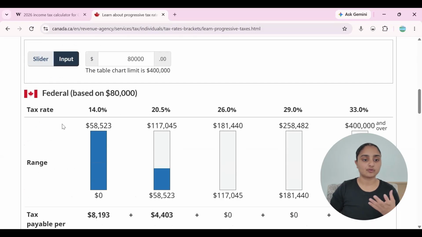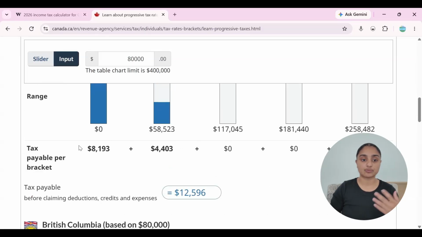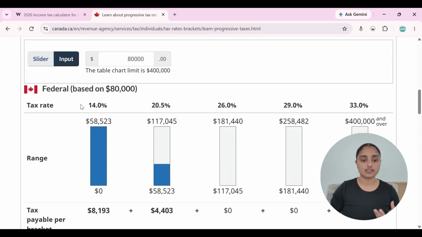Both parts are taxed separately, so we'll look at the federal part first. Basically how tax works in Canada is that you fill in each tax bracket first. For example, in this case, our income was 80,000. So you fill in up to 58,523, and that part is taxed at 14%. And then the remaining, 80,000 minus the 58,000, whatever's left, is the only part that goes into the next tax bracket, and that's the one that's taxed higher.